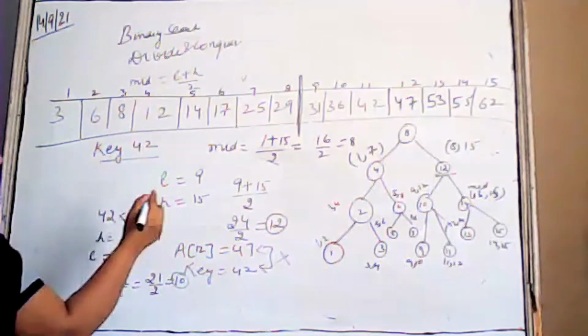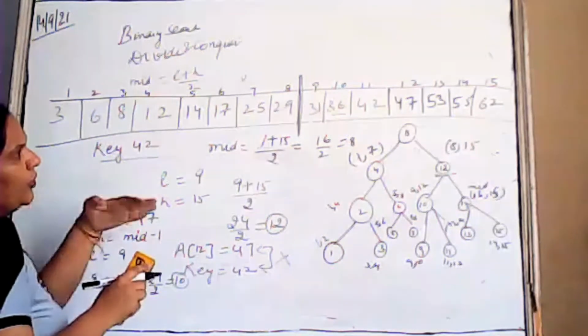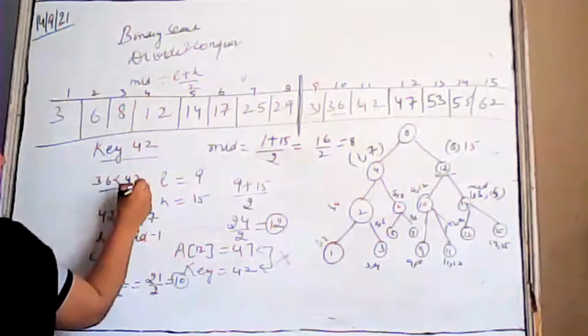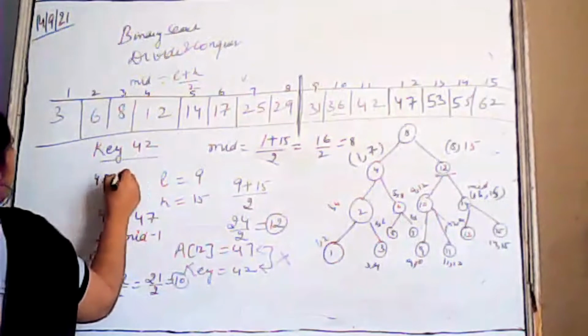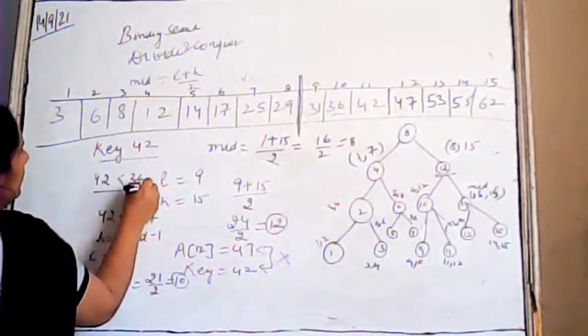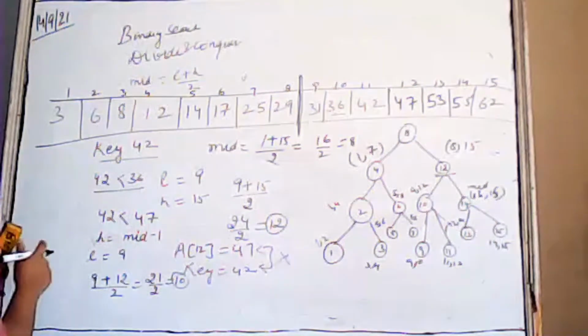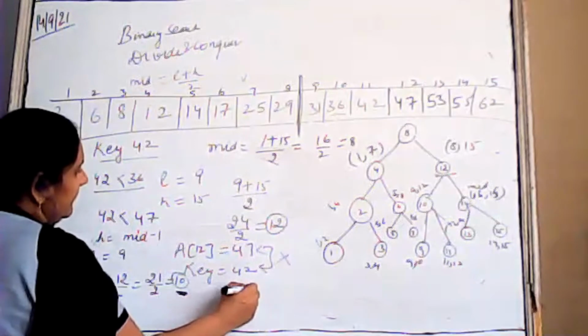Now check at 10. Is 36 equal to 42? No. So now what to do? Is 36 smaller than 42? Yes. I mean, is 42 smaller than 36? No. 42 is not smaller than 36. Now what to do? Your new mid is 10 and your high is 12.